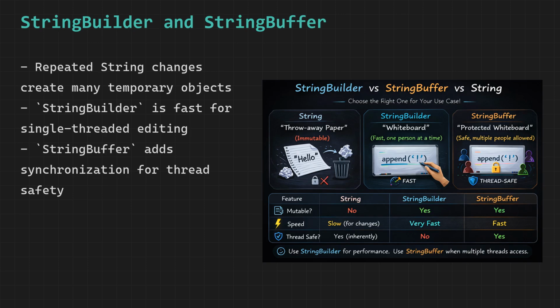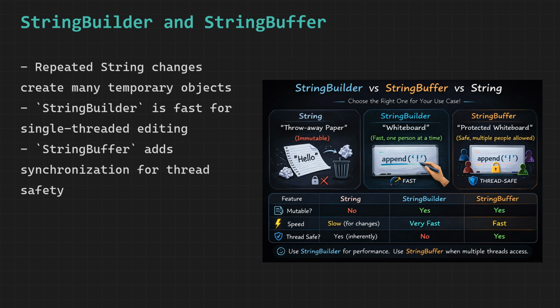If you are doing a lot of heavy text editing like building a long document or looping 1,000 times to add characters, using the regular string class is a bad idea. Every single time you modify a string, Java creates a brand new object in memory and abandons the old one. If you are doing this inside a loop that runs 1,000 times, you end up with 1,000 useless objects sitting in memory. This makes your program slow and puts unnecessary pressure on the garbage collector.